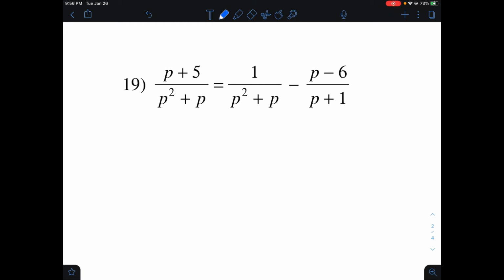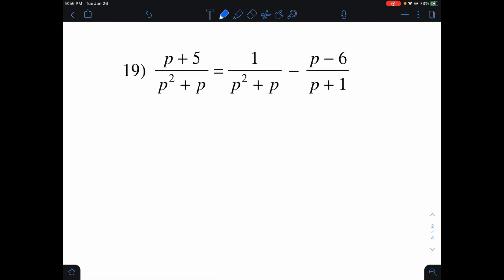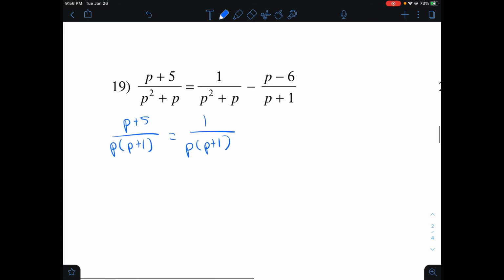All right. So again, we need to factor. We got so much factoring we got to do here. So let's factor this denominator here. So we got p plus 5 all over, and I'm going to take a p out. So I get p times p plus 1 equals 1 over, and again, we can take a p out. So we get p times p plus 1 minus, and then we got p minus 6 all over p plus 1.